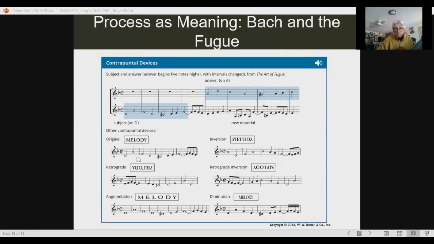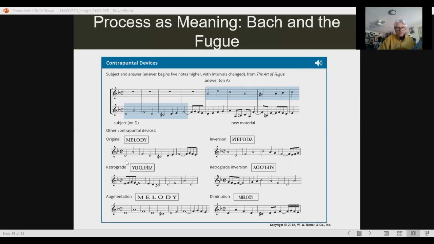Upside down would be starting from a note and just doing the opposite. This goes up, this one goes down. This goes down, this goes up. So it's just the inversion. Can you tell that's the inversion? I don't think so. The retrograde would be the same thing backwards.